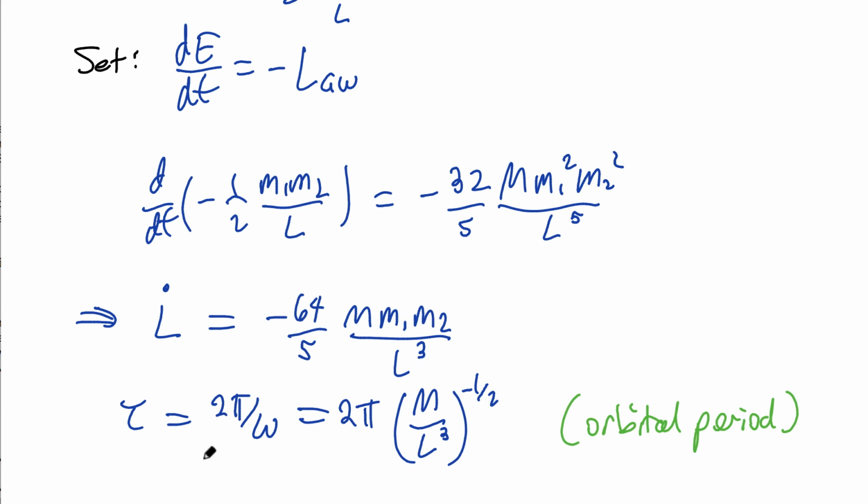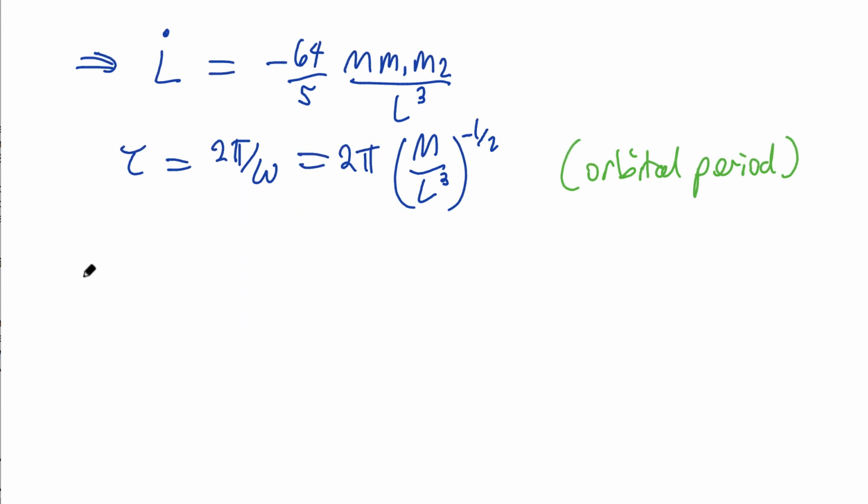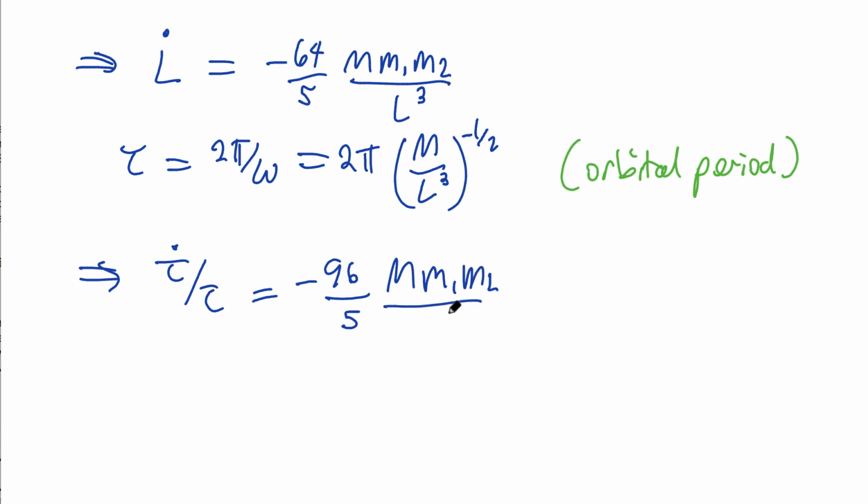Now differentiating tau with respect to time and using this result for L dot, we find tau dot over tau equals minus 96 over 5 times total mass times m1, m2 divided by L to the 4th power.